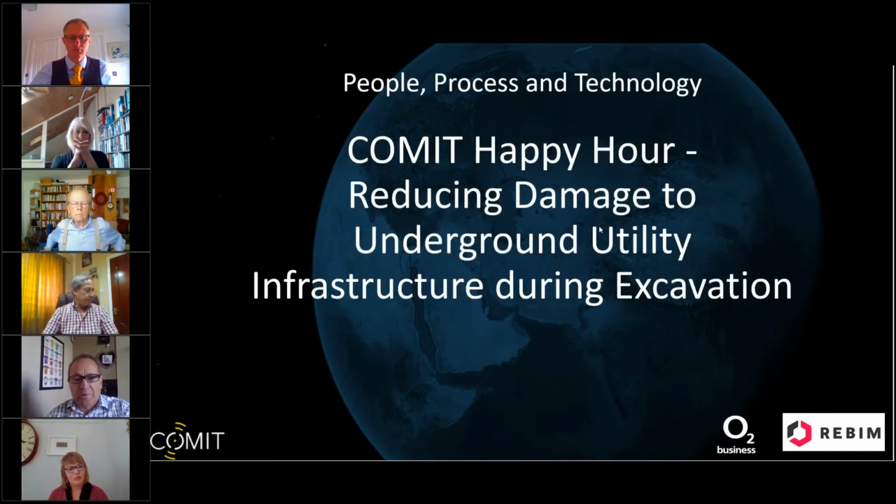Just moving on to reducing damage to underground services, I want to share a little fact with you about how much cost there is associated with damage to underground services. It's estimated that the cost of accidental strikes on underground pipes and cables is approximately £1.2 billion per year. Workers who hit gas and electricity pipes by mistake can also put themselves in danger of death or serious injury.